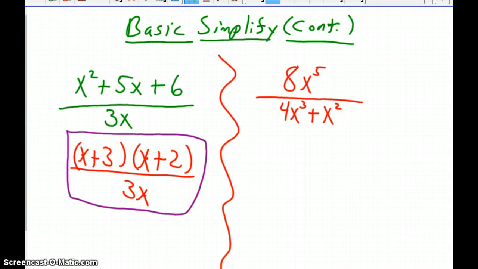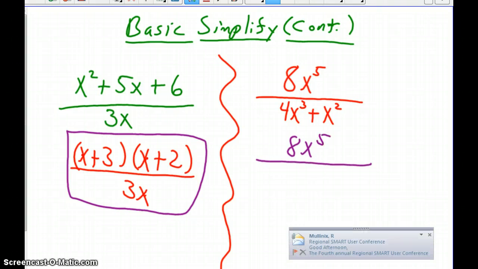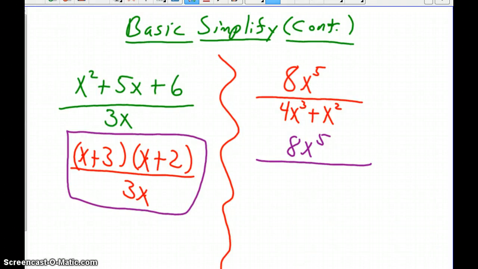Can you factor 8x to the 5th? No, you can't. That's a monomial. Okay. Let me ask you this. Can you factor 4x cubed plus x squared? Very good. There's that common factor. That's good. And people don't see this today. Oh my gosh, it has a common factor of x squared. So you can take out an x squared, and then what's left over? 4x and then plus 1. Very good. Excellent.